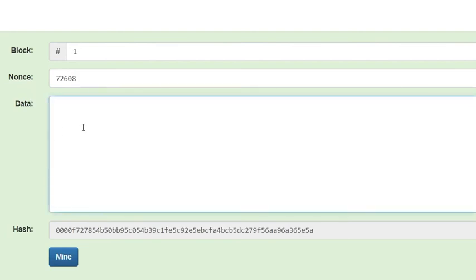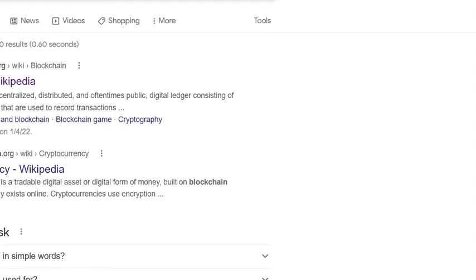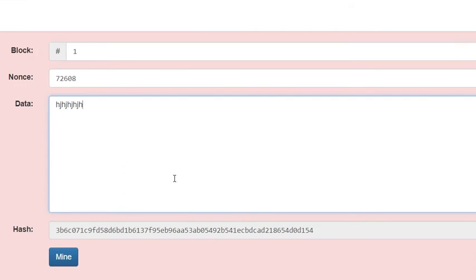Here also, if I enter the data, you can see the hash is generated, and I can even mine it. So what is mining here? Mining is basically the process of adding a transaction to the large distributed public ledger of existing transactions. You can even think of a blockchain as a ledger. If I search for blockchain in Wikipedia, you can see a blockchain is a decentralized, distributed, and oftentimes public digital ledger consisting of records called blocks that are used to record transactions. So this is all about the block.